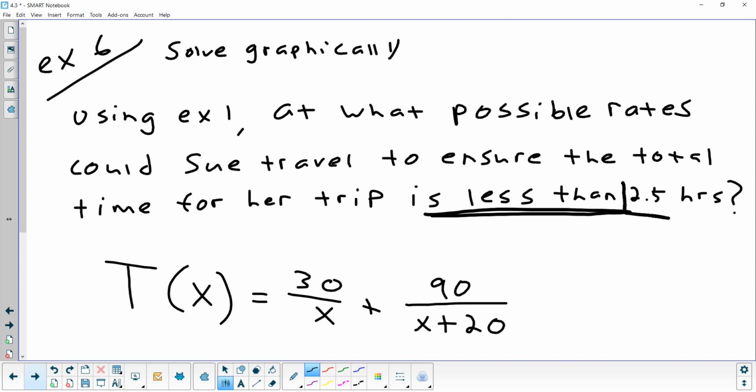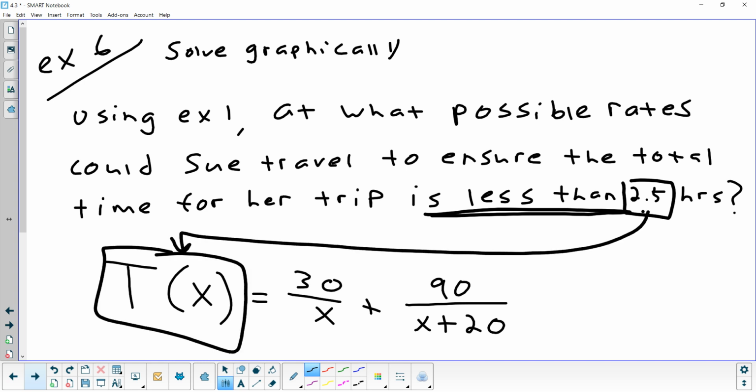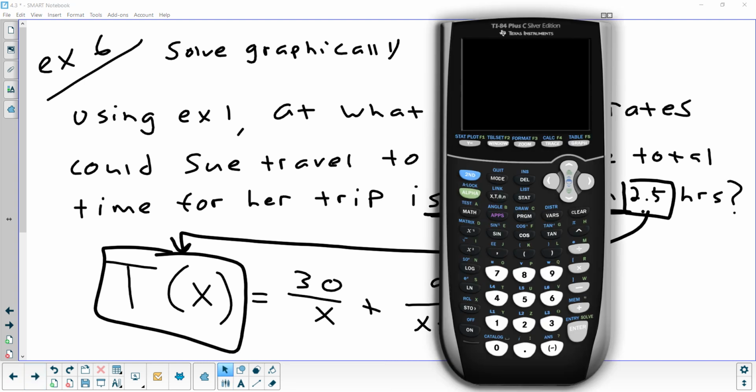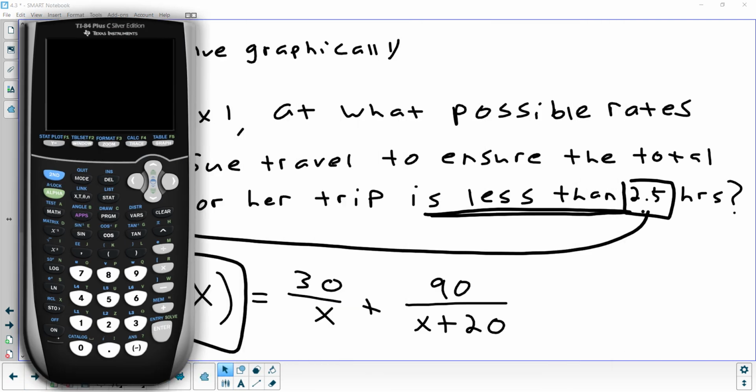So kind of like we did before, I already have the equation in the calculator still, I hope. I got the right-hand side already typed in as a combined fraction. Where's this 2.5 going to get plugged in? Yeah. Left of the equal sign. You're going to replace t of x with 2.5. We already replaced it with 2, so let's just change the 2 to 2.5.